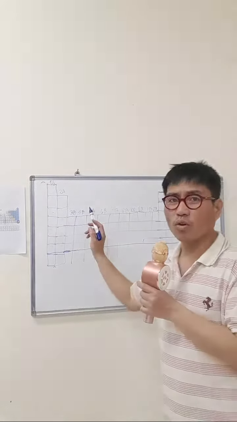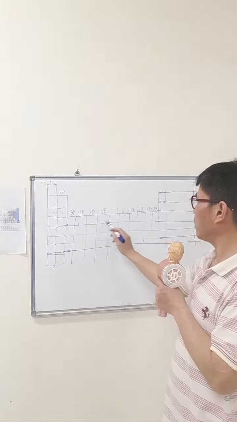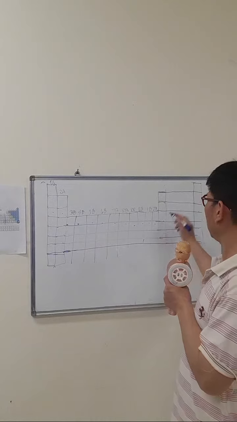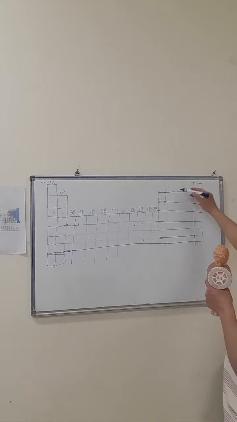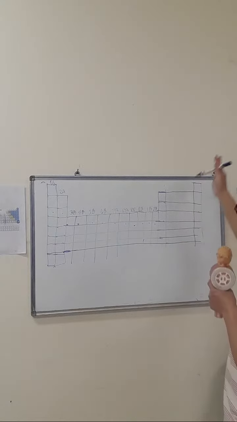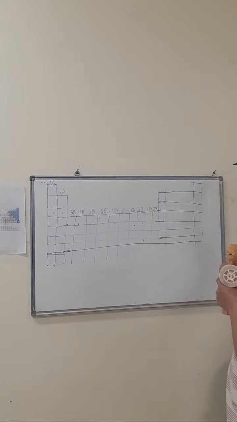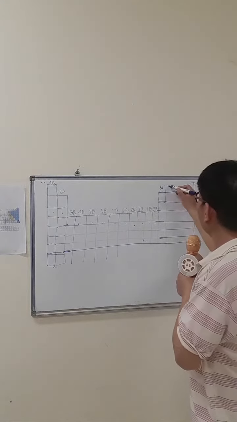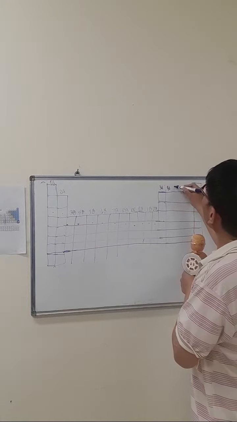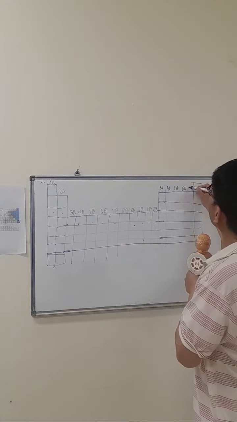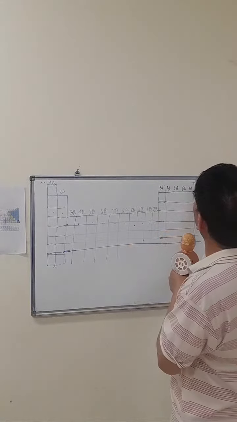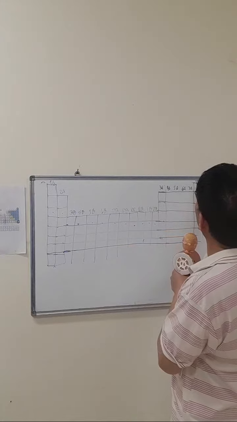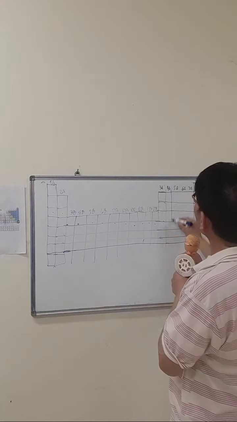1, 2, column 2, 3, 4, 5, 6, 7, 8, 9, 10, 11, 12, 13, 14. Oh, no, sorry, it's 18. Because we still have 3A, 3B, 4A, 5A, 6A. So I have here 3A, 4A, 5A, 6A, 7A, and this is going to be 8A, right? Or the 0, as I told you. Group 8, 0.